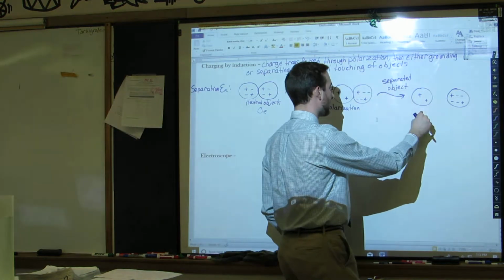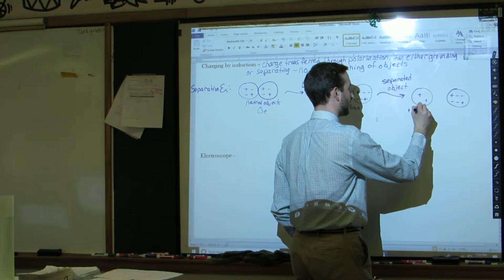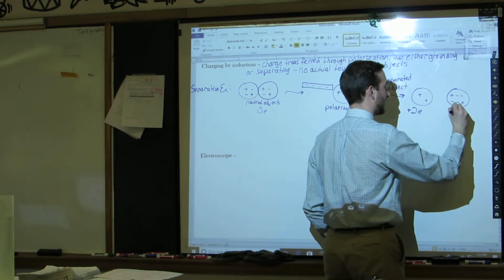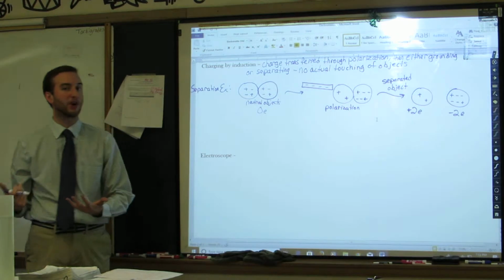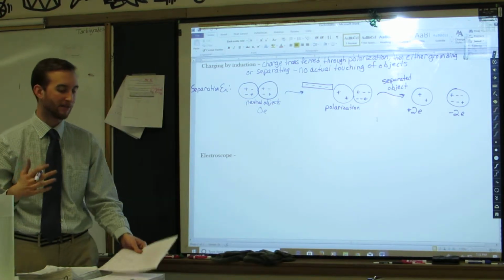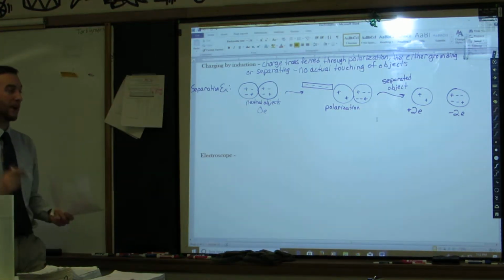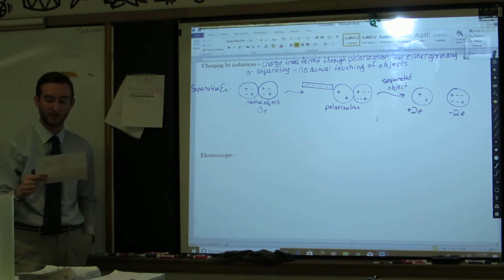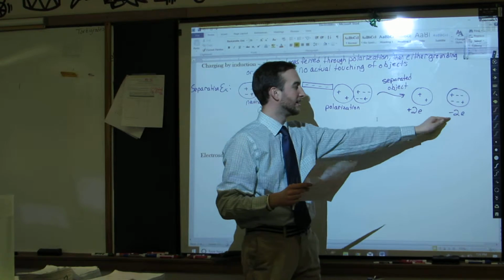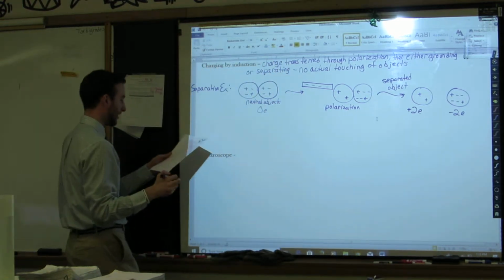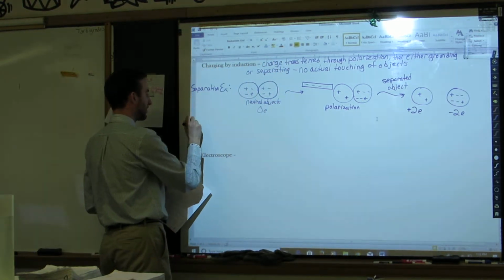The net charge on this is now plus 2e. Charge over here is negative 2e. The total, I haven't changed the amount of charge in the object, okay? But I have split the charge up into two different places, two different objects, and I have separated them. Now, this has a positive charge, this has a negative charge. That is charging by separation. Now we're going to do charging by grounding.